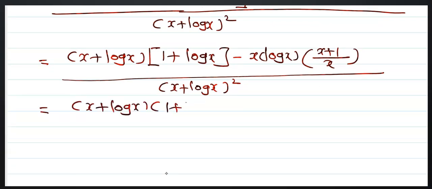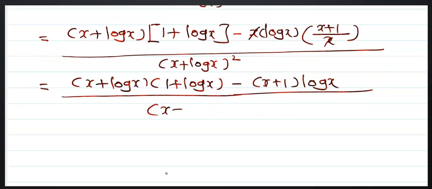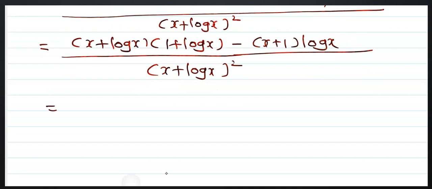Now x plus log x in bracket 1 plus log x minus x in bracket x plus 1 into log x upon x plus log x bracket square.